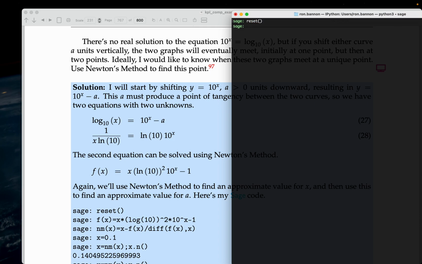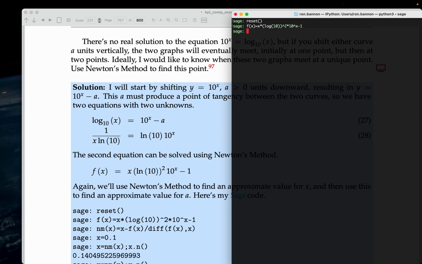And then what I'm going to do is type in the function. Now, what function are we typing in? We're typing in this function over here. All right? So I'm going to say f of x is equal to x times, now, the natural log in SAGE is just log. So it's log 10, but that thing is being squared. And then, of course, times 10 to the x minus 1.